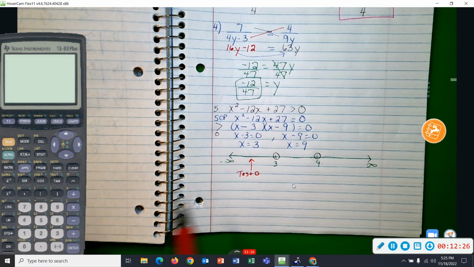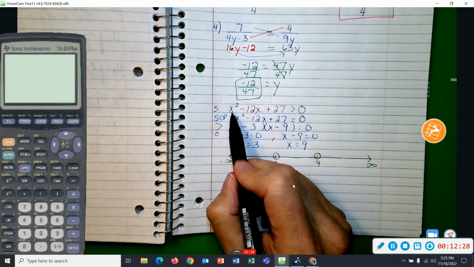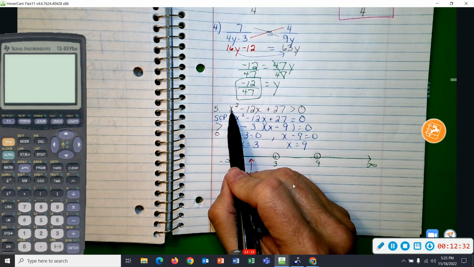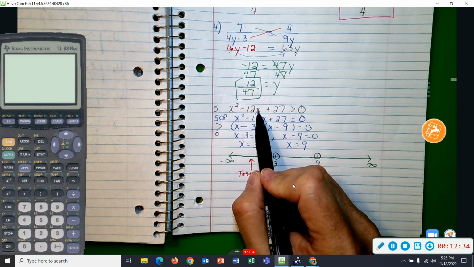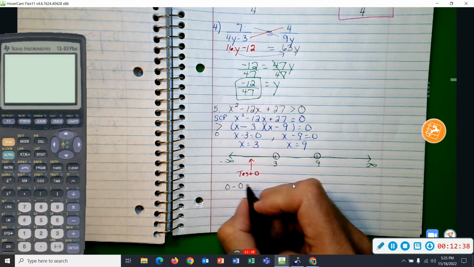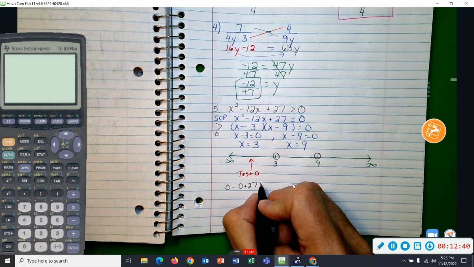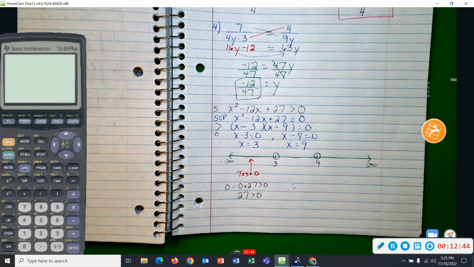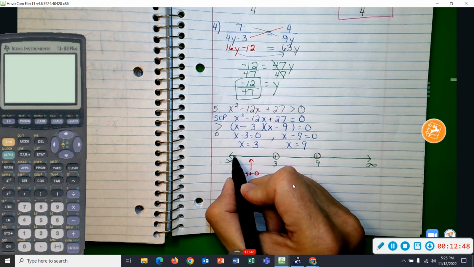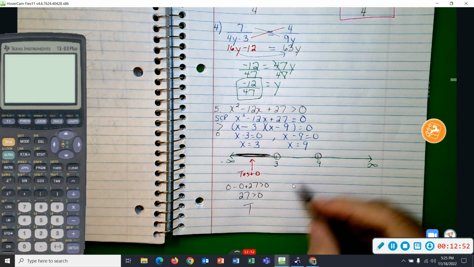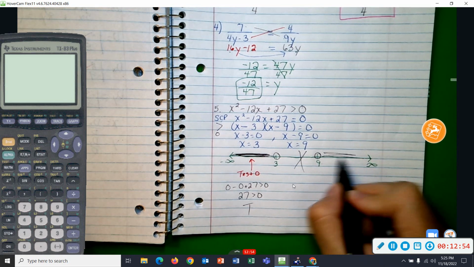When I say test, I mean plug it into the original problem, putting a 0 here. We'd have 0 squared is 0. 12 times 0 is 0, so we have 0 minus 0 plus 27 is greater than 0. So 27 is greater than 0, true or false? Is that true? True.